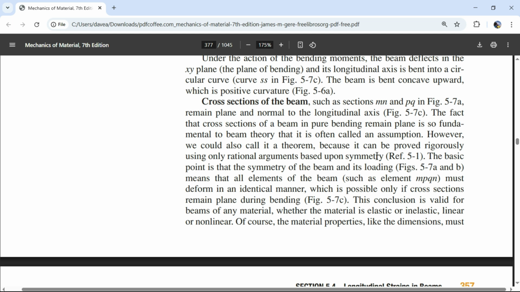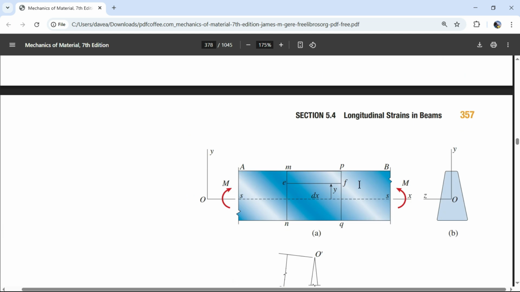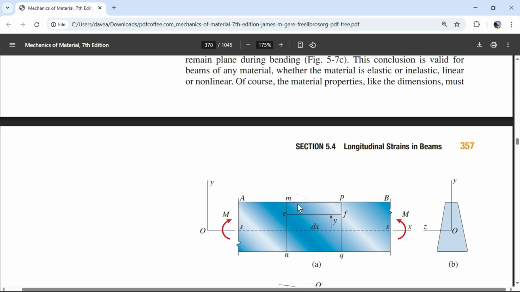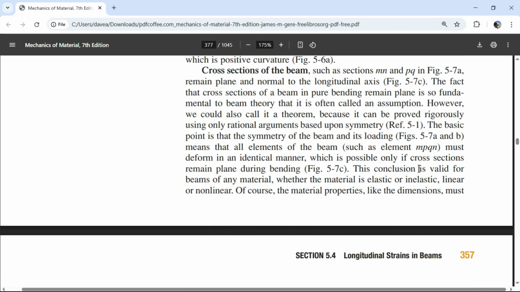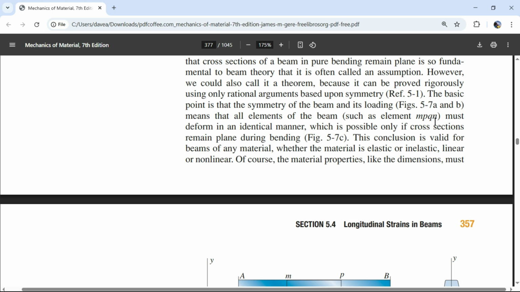So MN, if we do that from memory, was here, and then we had PQ. So they're saying this element is MPQN. So this is cross-section MN, this is cross-section PQ. This element, starting from this corner, we're going to label it MPQN. That is kind of interesting, and that happens quite a bit when looking at elements.